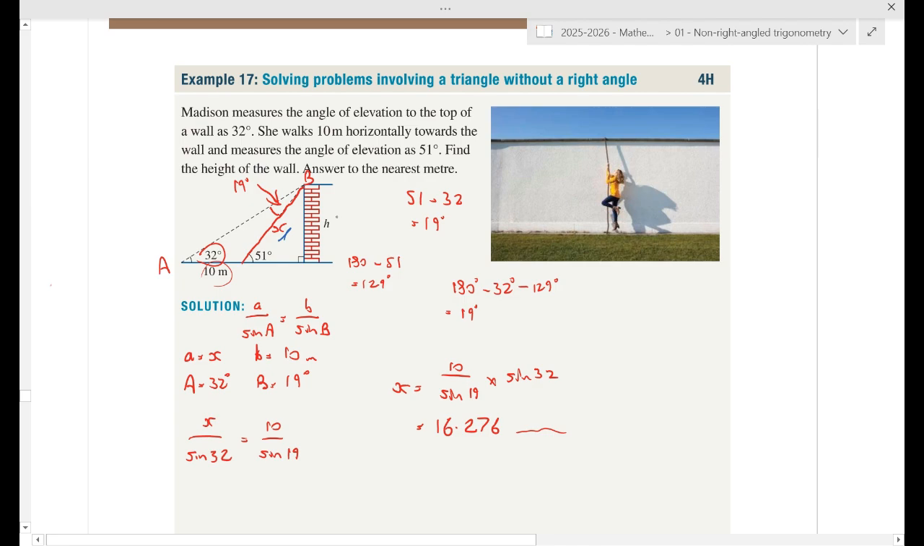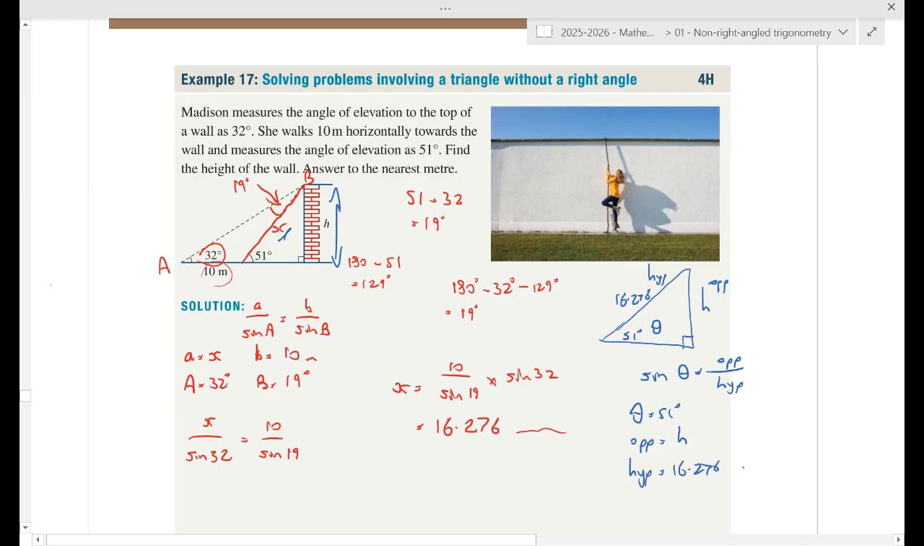So we now need to work out this height, but we now have a triangle that looks somewhat like that. We have that, we've got h there. We've just worked out that this is 16.276 whatever, and we have this angle is 51 degrees. So now we can actually say, well, that's theta, that is the opposite, and that is the hypotenuse. So we can now use sine of theta equals opposite over hypotenuse. Theta equals 51 degrees. The opposite equals h, and the hypotenuse equals 16.276, blah, blah, blah.